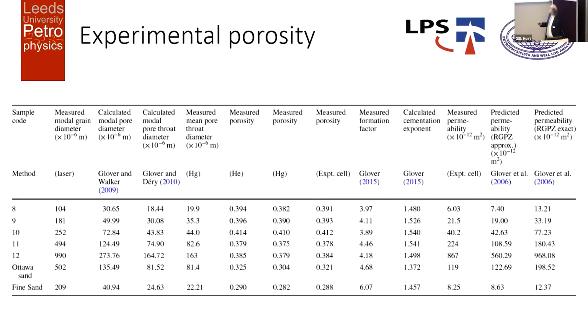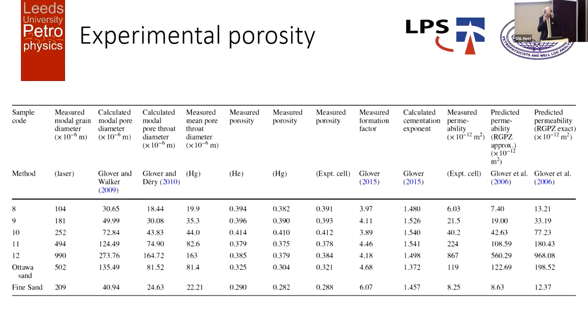Although I'm showing a table now, I'm not going to dwell on it too much. This is just to show you that we used a number of different glass beads of different sizes, where the sizes were measured accurately with the laser. We have a calculated modal pore diameter using the Glover and Walker method, a calculated modal pore diameter using the Glover and Derry method, a number of mercury and helium measurements, and a measured porosity in the experimental cell to check it all. So everything is certainly well defined. Over here we have calculated cementation exponent, formation factor, a measured permeability, and the predicted permeability from the RGPZ equation.